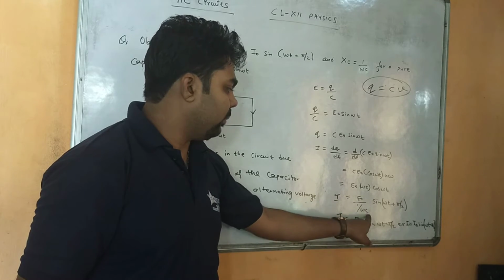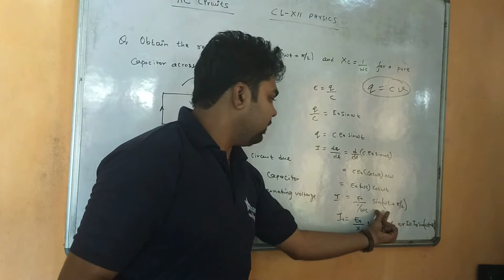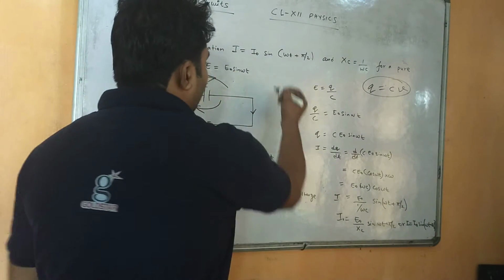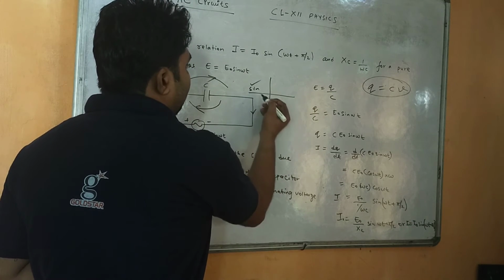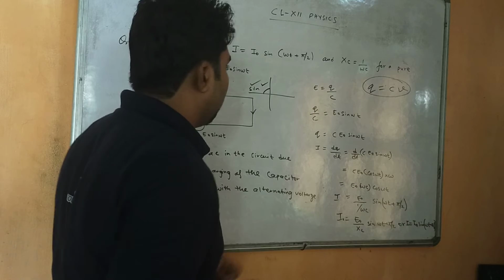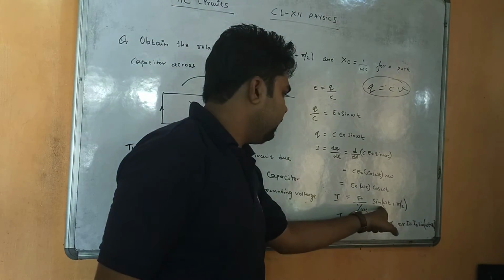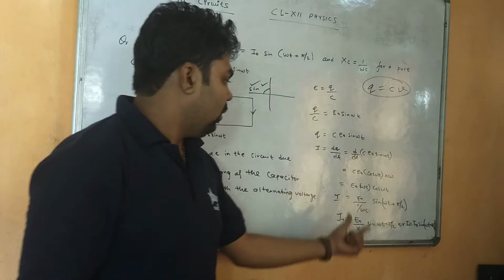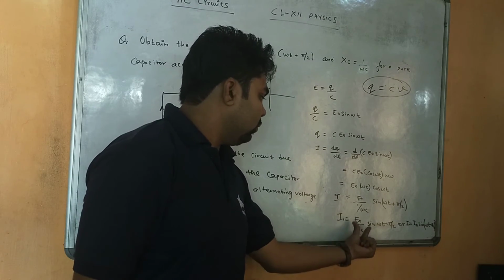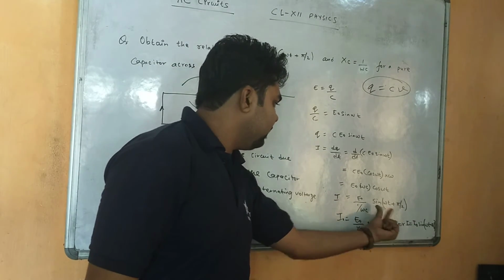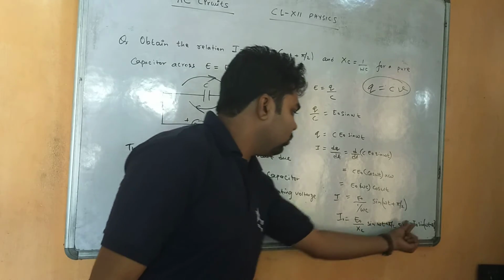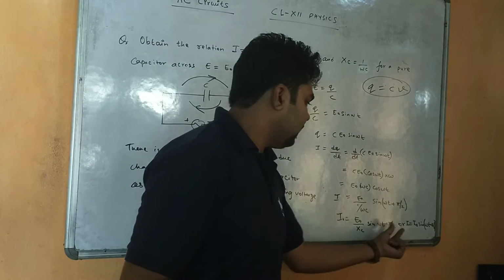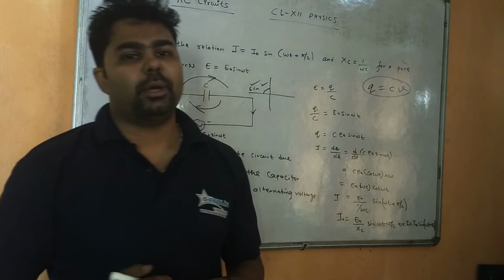So E naught by 1 by omega C, and cos omega t is changed to sin omega t plus pi by 2. So sin omega t plus pi by 2, if I see the quadrant formula, second quadrant is for sin, so omega t plus pi by 2 means it is lying in the second quadrant, therefore sin is positive here, right? So cos omega t can also be written as sin omega t plus pi by 2, and E naught by 1 by omega C means XC. So this can be written as E naught by XC, that is sin omega t plus pi by 2, and E naught by XC is what? I naught, that is the peak value of current. So here we got I equals I naught sin omega t plus pi by 2, right?